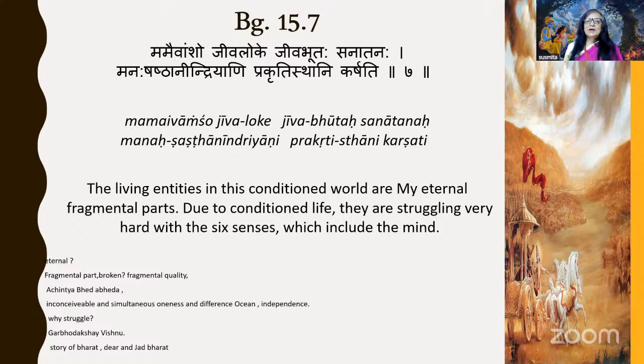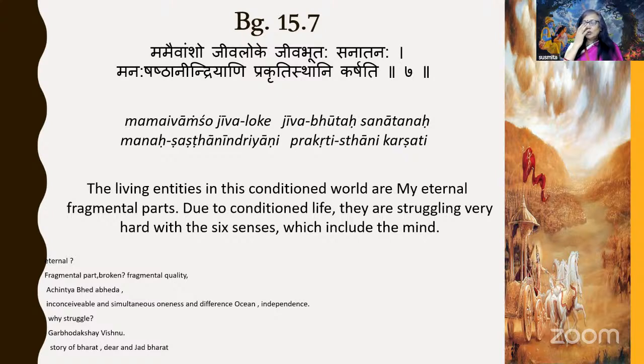Krishna says, Mana Kashtani Indriyani Prakriti Sthani Karshati. Karshati is basically struggling. So why is this Jiva Loka struggling? Because of Mana, mind, and the Indriyani. We know there are five sense organs, and Kashta means six. So the five senses along with the mind, which becomes six. Prakristha means it is situated in the material world.